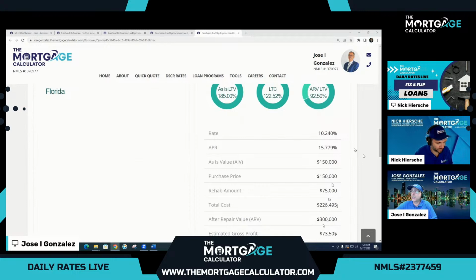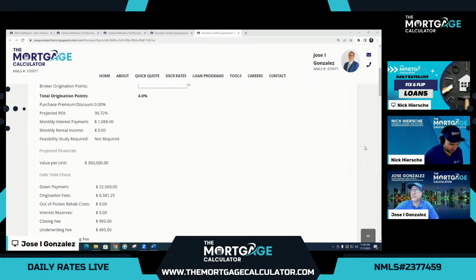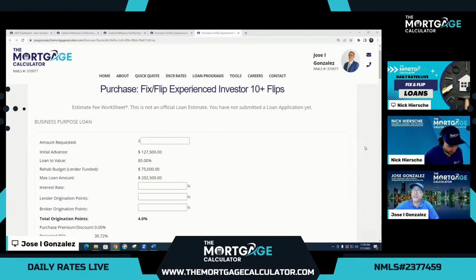These are our costs here. I mean, obviously there's some costs that aren't included there, some of the extra title fees and stuff, but that's pretty complete with an estimated gross profit of $73,505. So again, 10.24% for our experienced investor, right? And I want you to look back at this number here again, because I'm about to show you our inexperienced investor, right?